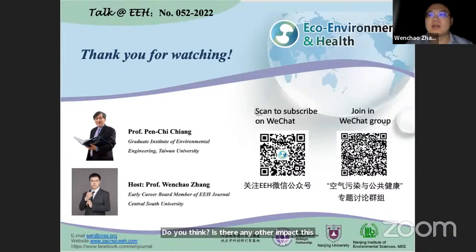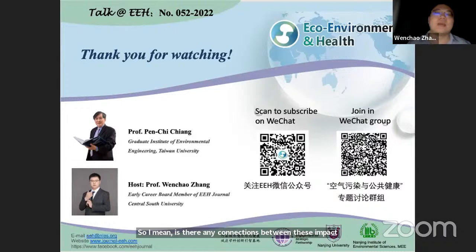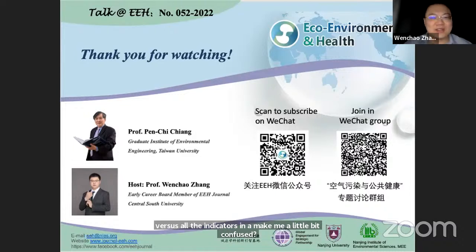I also noticed you use 5 cost indicators, 3 engineering indicators, and 8 environmental indicators. So is there any connection between these impactors or indicators? It makes me a little bit confused, because I'm not familiar with this field.